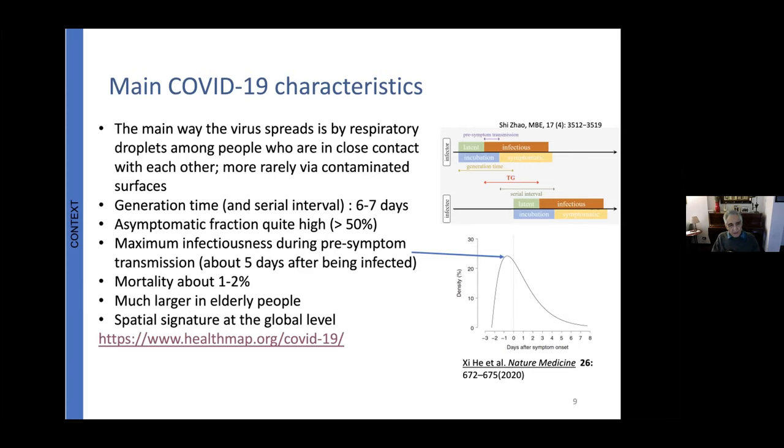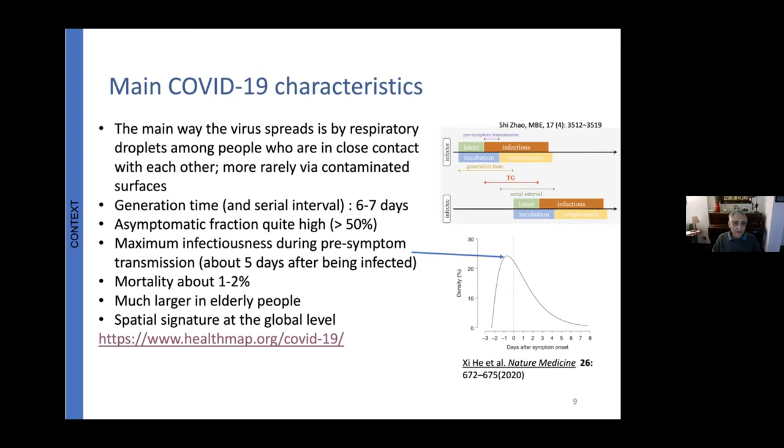As probably all of you know, the asymptomatic fraction is quite high, larger than 50%. It may vary between countries. You probably know that it is more likely that old people show symptoms than young people. So the asymptomatic fraction might be higher in countries where there are a lot of young people and, let's say, smaller in countries like Italy with a lot of old people.